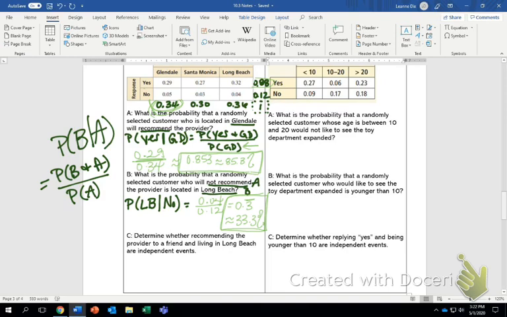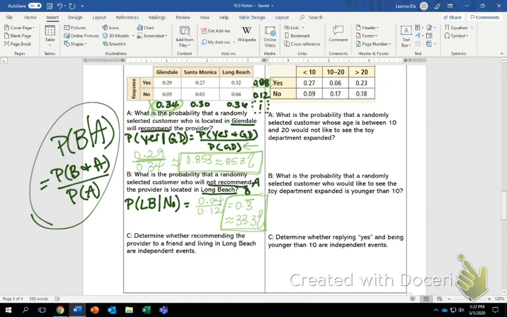The final piece is really a good way to apply practical information. It says, determine whether recommending the provider to a friend and living in Long Beach are independent events. So if they're independent, that means each event does not affect the other, but within mathematics, they would be approximately equivalent. So I'm going to use this formula that I have over here, and I'm not going to use all of it, I'm going to use some of it.